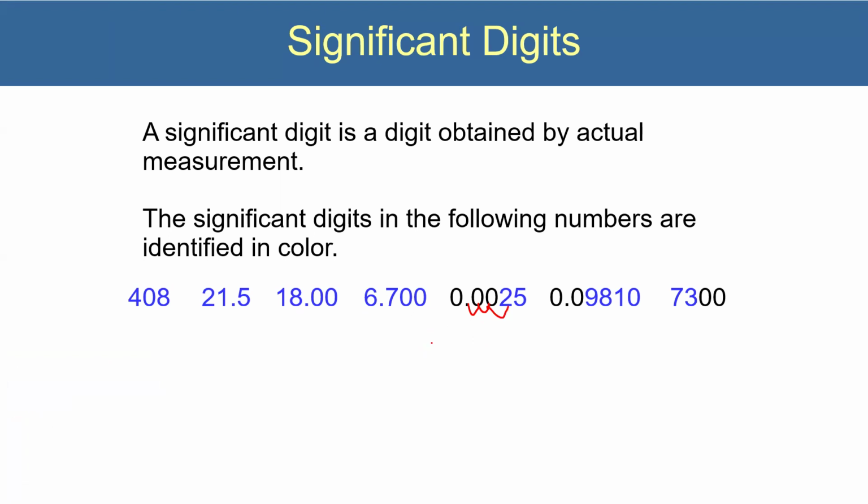But we went to the right. So scientific notation, this would be 2.5 times 10 to the negative 3. On this one, we're going to the left. 1, 2, 3. So this would be 7.3 times 10 to the third. Does that ring bells? I remember seeing this. Okay. Same thing here. We're going to the right. So we're at 9.810 times 10 to the negative 2. Okay.